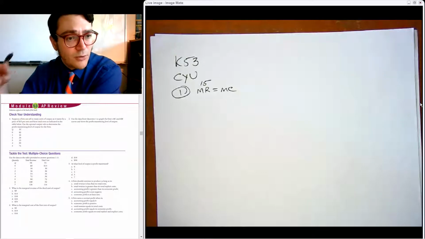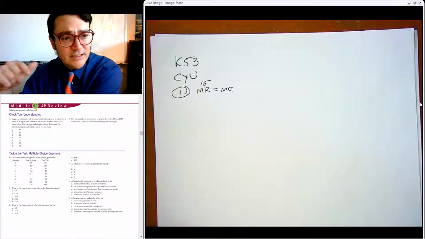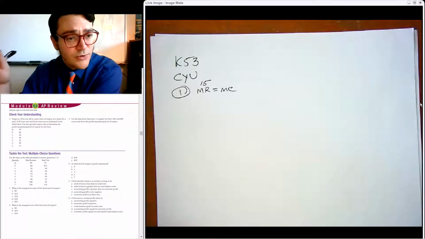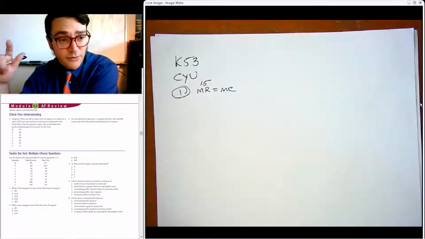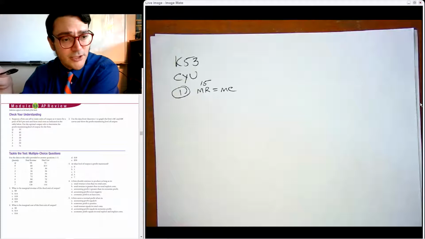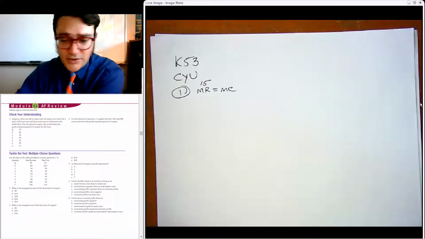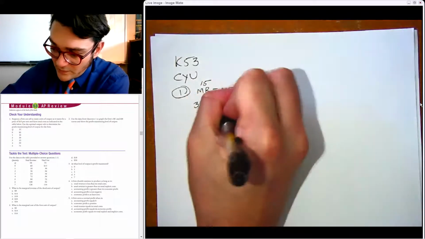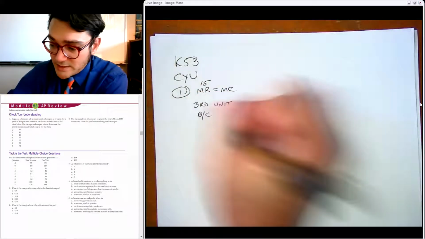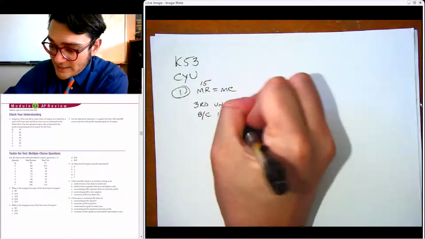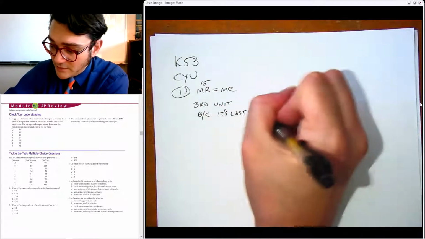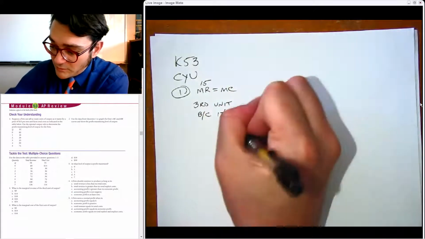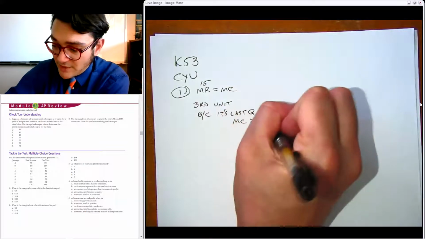So if we go from 0 to 1, it looks like that's 8, so that's not right. 1 to 2 is 10, we're getting warmer. 2 to 3 is 13, and 3 to 4 is 17. So 3 to 4, 17, that's too much. So we should stop when we get to the third unit, because it's the last quantity before marginal cost is greater than marginal revenue.